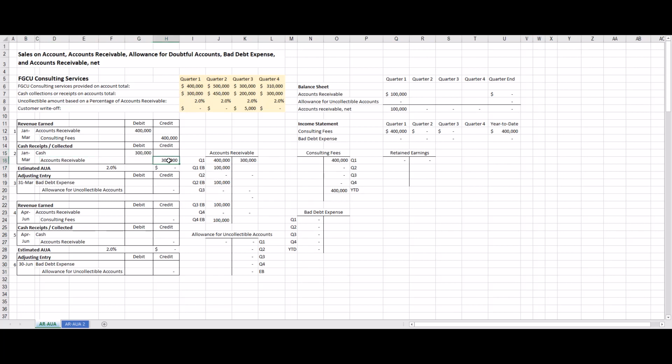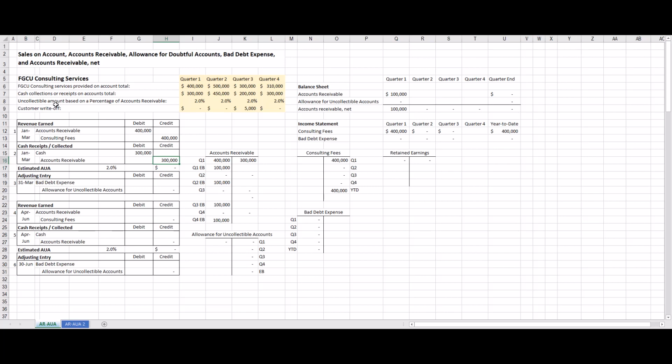While our intention is to collect 100% of the amount owed to us, as managers, we realize that we will not collect all of our receivables. Some customers will never pay. Because we follow GAAP and accrual basis accounting, we need to estimate the uncollectible amount and record an adjusting entry each reporting period, which in our case is quarterly. This is referred to as the allowance method.